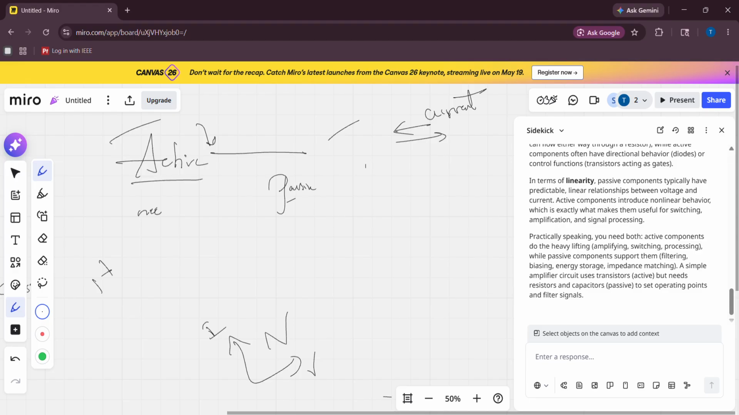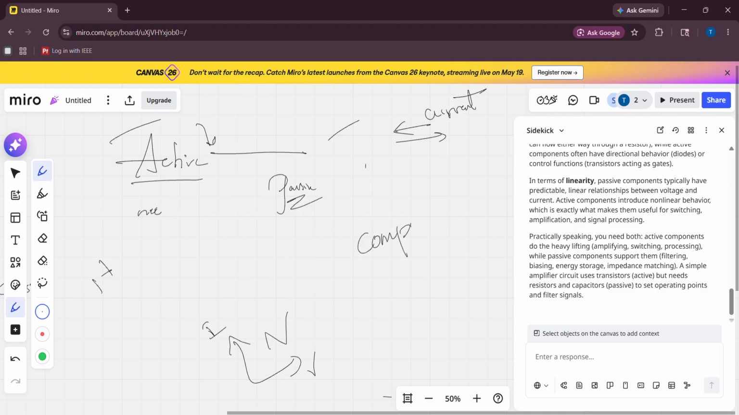So both active and passive components are required to design a circuit. Both have an equal amount of advantage. For any design, we need both components. As electronics students, we have to know the components present in electronics.